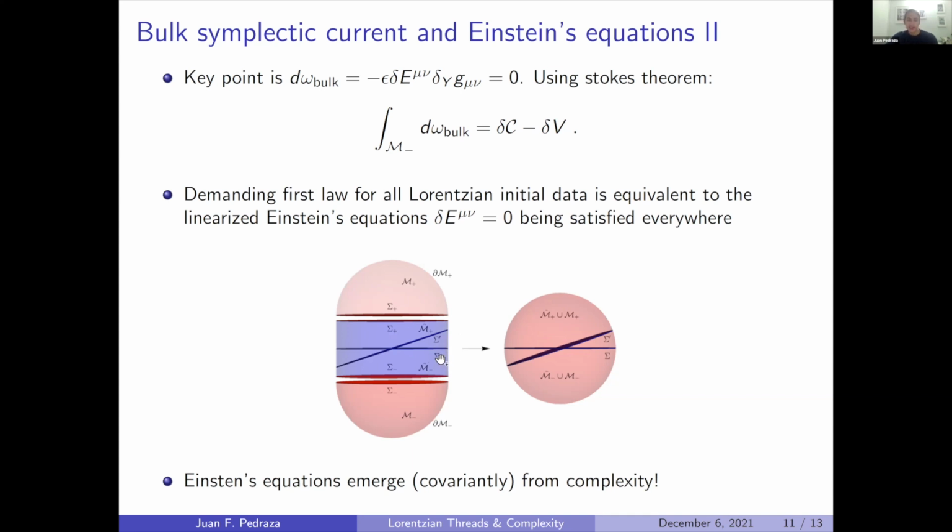And when we transform back to Euclidean signature, these boosted slices correspond to other sections of the Euclidean ball, right? So the idea here is that now we demand that the first law is satisfied for all these possible sections, and with that we were able to show that actually all the linearized Einstein's equations follow from imposing the first law for all these initial data. So in a sense, this is a nice result that we can see that Einstein's equations now emerge also from complexity, specifically from the complexity equals volume proposal.